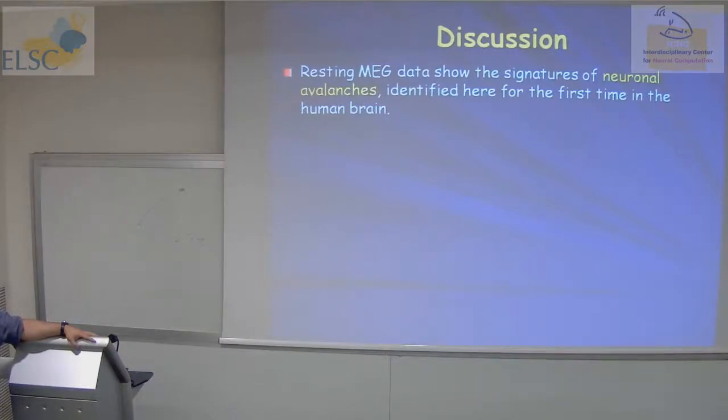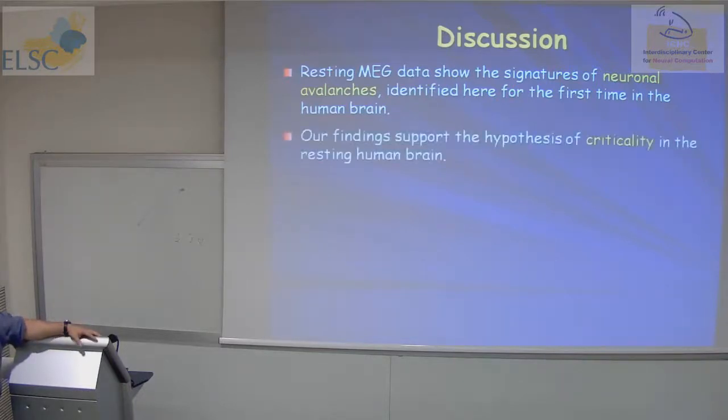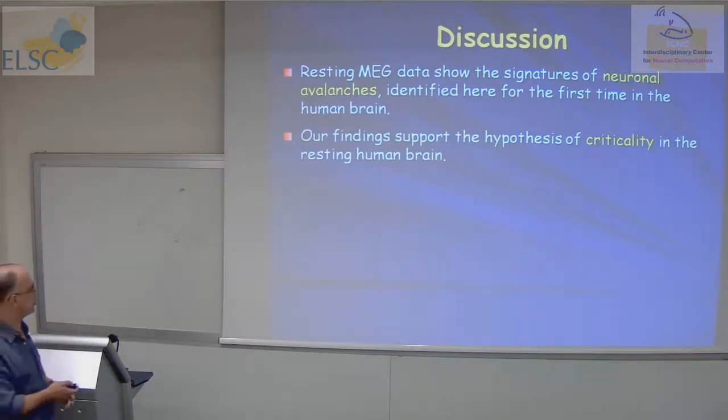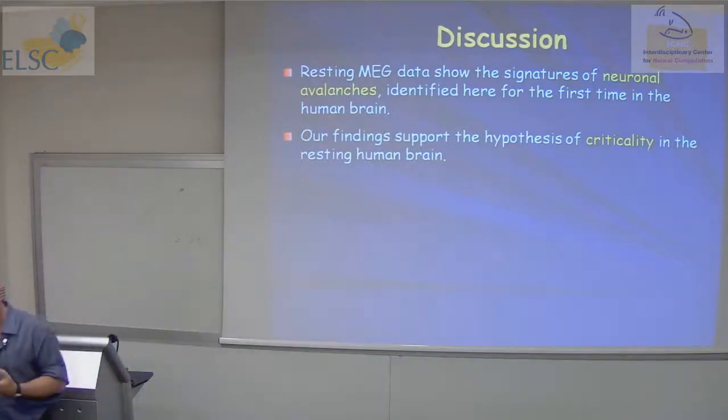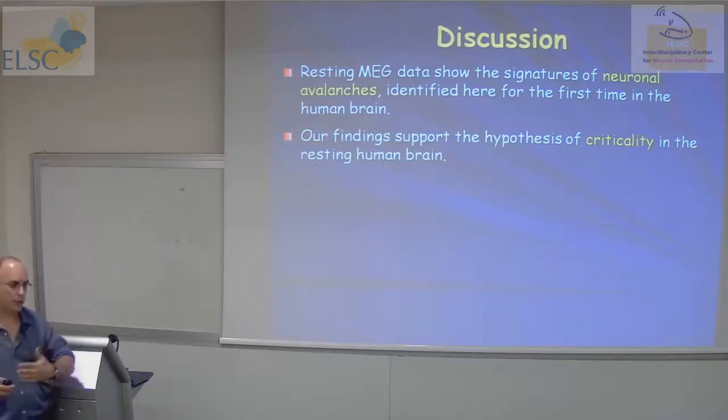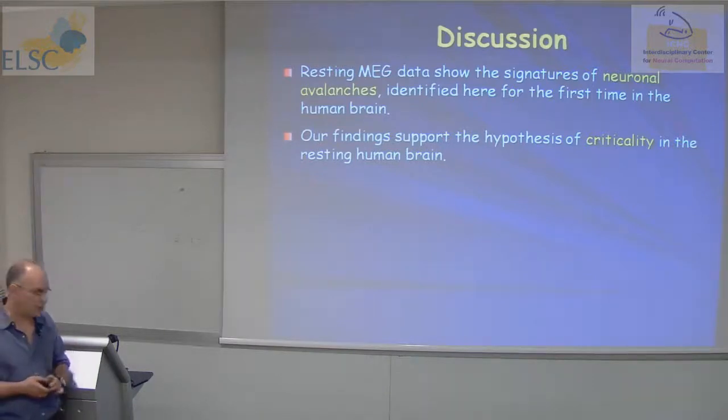We believe that this is the first time that people show neuronal avalanches in the human brain, at least in the large-scale human brain, and it supports the hypothesis of criticality in this specific context of critical branching processes. And this is nice because it supports the idea that propagation of activity in the brain can be described by a critical branching process. And then we know a lot about these kinds of things.